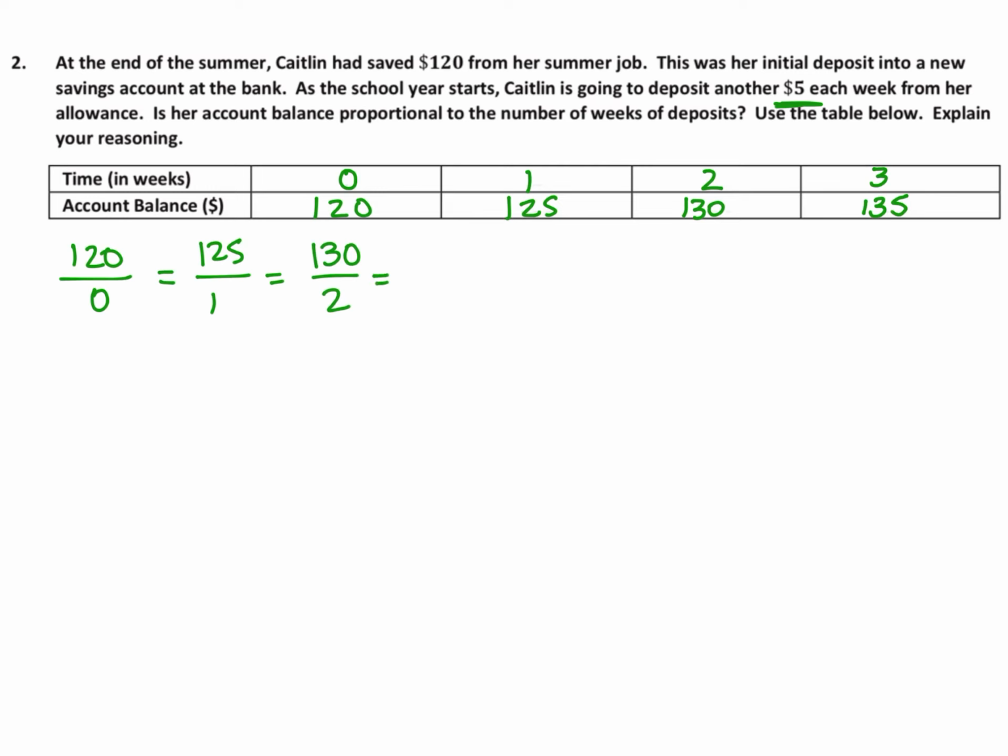So to check for proportionality, we check to make sure all of these rates or ratios are the same. I talked in an earlier video about how dividing by 0 is something that will give you an error code in a calculator, and you'll learn more about that later. This one is 125. Anytime we divide by 1, we just keep whatever we have.